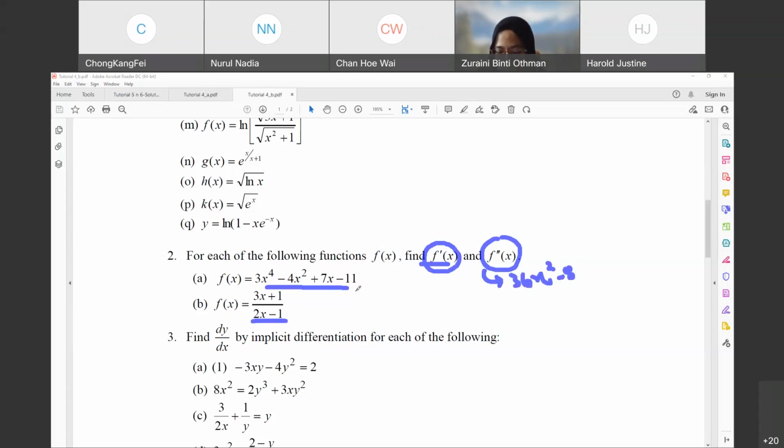Please do it and you may check. Then for the question P, pembezaan kedua untuk B ni ialah 20 per dengan 2X tolak 1 kuasa 3. Yang ni sila buat especially for B because there's involved quotient rule, then you want to find F pembezaan peringkat kedua and there is quotient rule again.